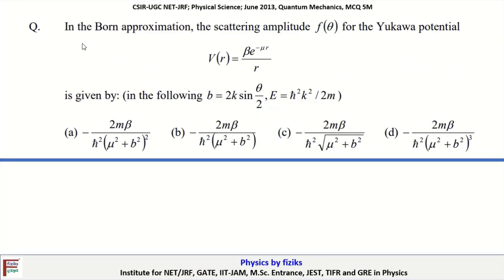In the Born approximation, the scattering amplitude f(theta) of a potential V(r) equals beta e to the power minus mu r by r. It is given in the following: b is equals to 2k sin theta by 2, and E is equals to h cross square k square by 2m. Solution.